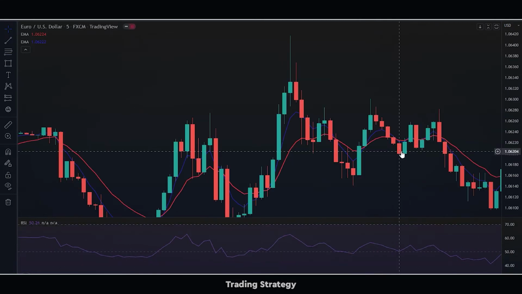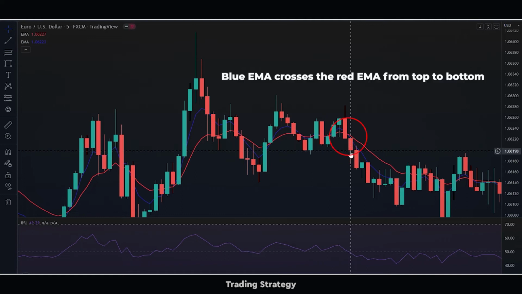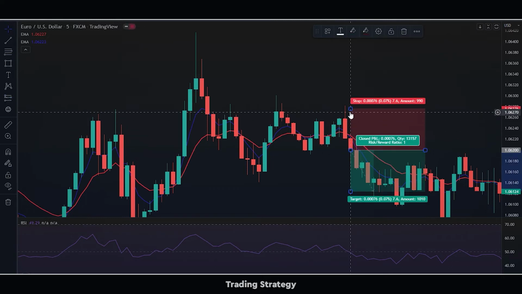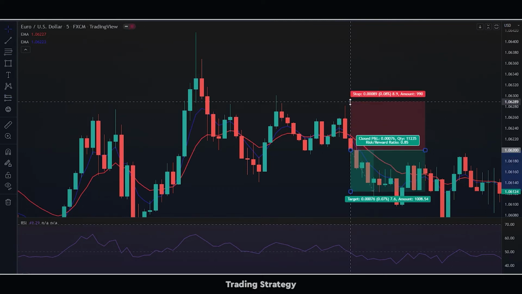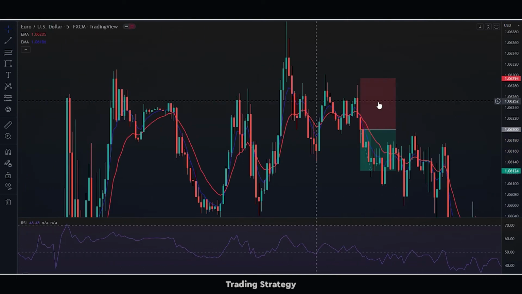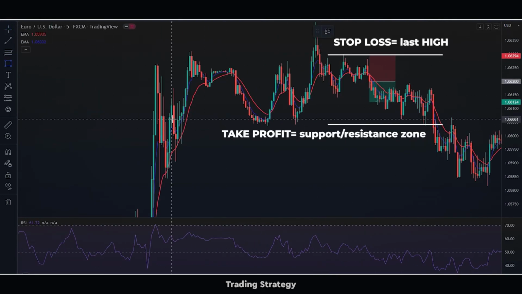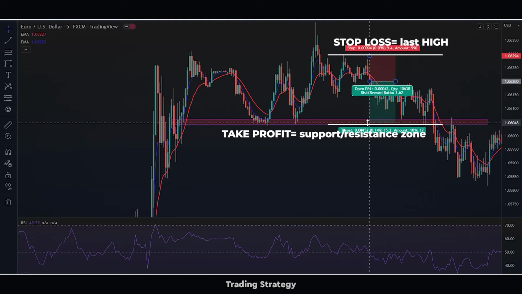In the case of wanting to carry out a sell operation, we will carry it out when the blue EMA crosses the red EMA from top to bottom, and also at that same point, the RSI is below 50. We will place our stop loss at the latest high and our take profit at the support and resistance zones, with a minimum ratio of 1.5 to 1, that is, we risk 1 to try to get 1.5. Let's see some more examples.